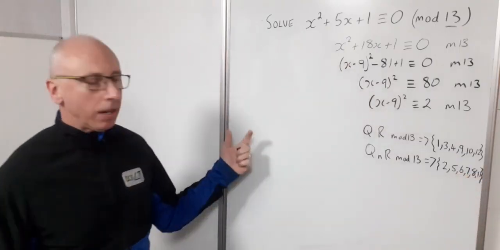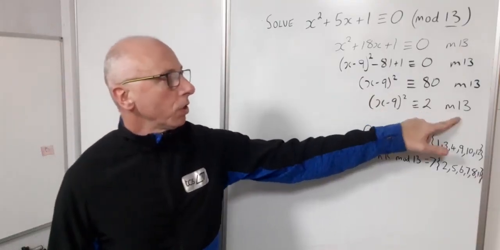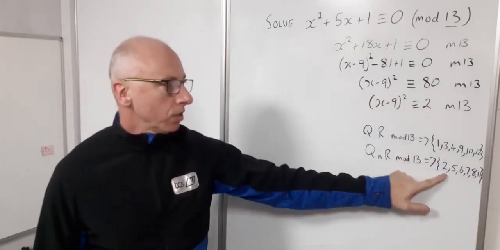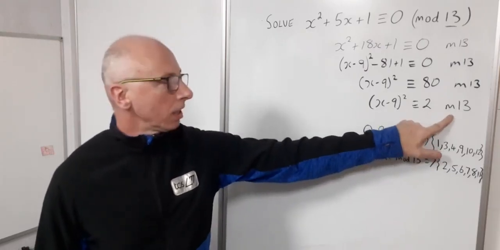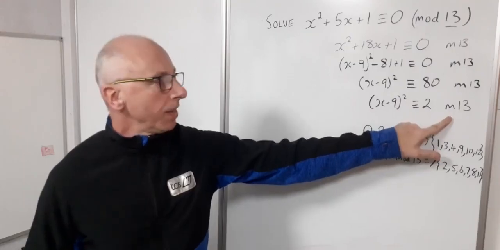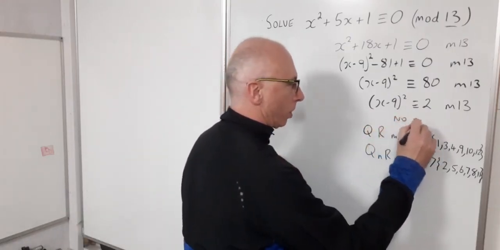Okay, so now let's have a look at what we've got. We've got a square number here that is congruent with 2 modulus 13. So we can see that 2 is a quadratic non-residue modulus 13. So what we're saying here is that this will have no solutions. So there are no solutions.